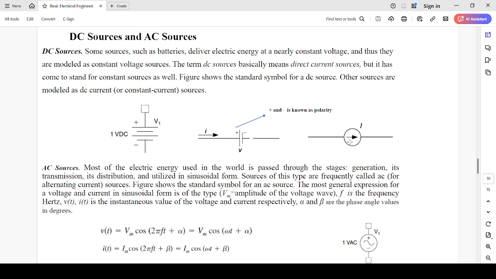Whenever you find the small arrow, it always indicates that it is a current source. A voltage source is always represented by two different vertical bars. The current source is always indicated by a small arrow in a small circle. So either there will be the voltage DC source or the current DC source. Next, come to the AC source.